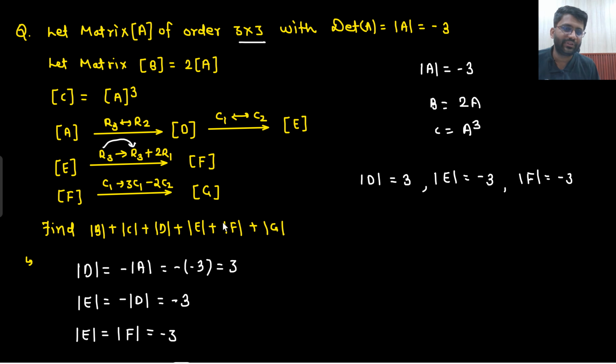Now from F to G you are going 3C1 minus 2C2. So sir, this operation is acceptable. But sir, when I am going from C1 to 3C1, then there is a problem. My determinant will be multiplied by a factor of 3. So determinant of G would be thrice the determinant of F. Thrice of determinant of F would be -9. So determinant of G would be -9. Did you understand why it will be -9?